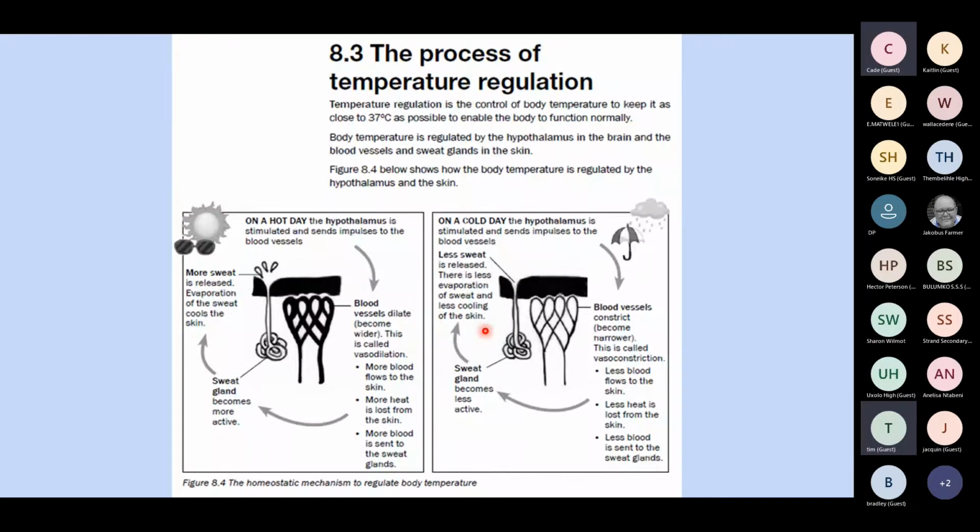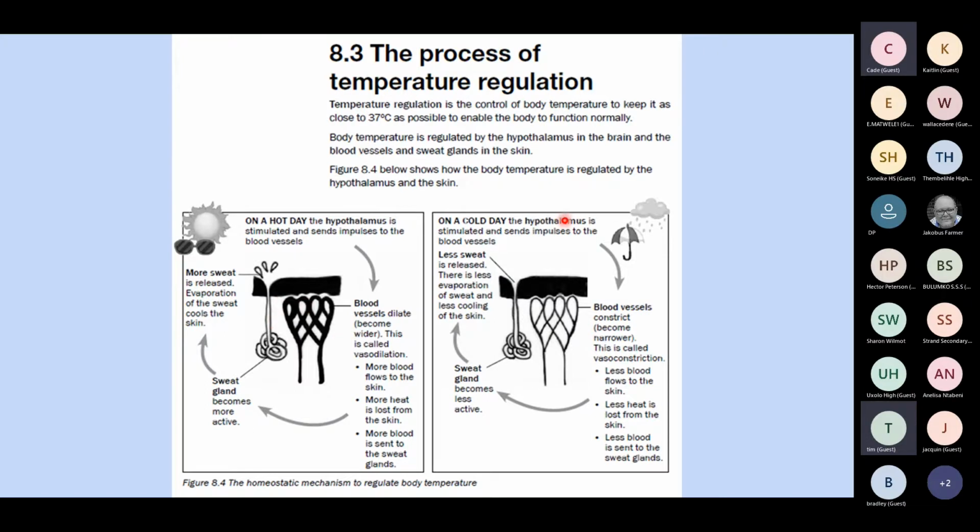Grade 12, if you take note in this explanation, on a hot day, look at the keywords: vasodilation, more blood, more heat, more sweat glands active, more sweat, more evaporation. And take note of the diagram.